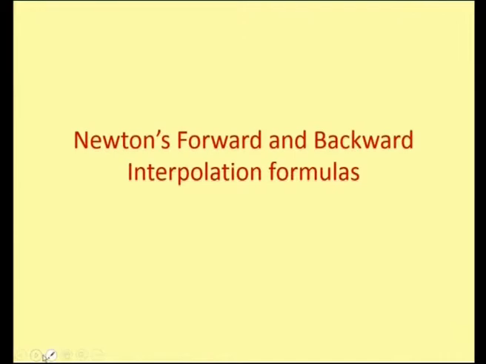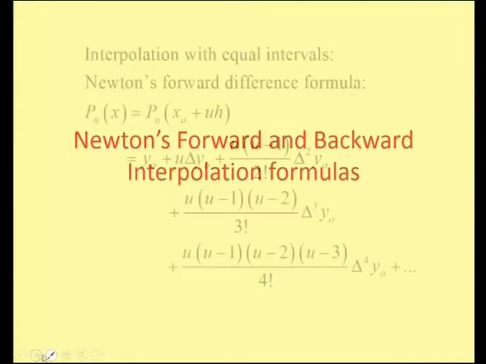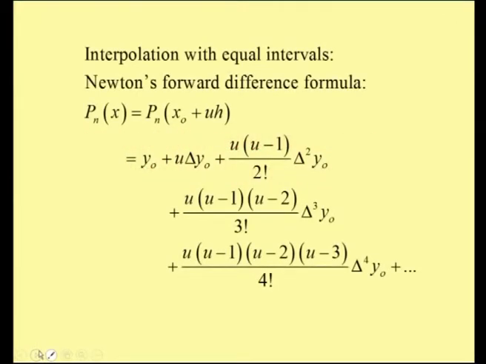Newton's forward and backward interpolation formulas. Interpolation must be with equal intervals. Newton's forward difference formula is given by Pn of x is equal to Pn of x naught plus u h. That is, we are going to change the x values using change of origin and scale as x naught and h. So, all the values of x will be changed to u as x minus x naught by h.